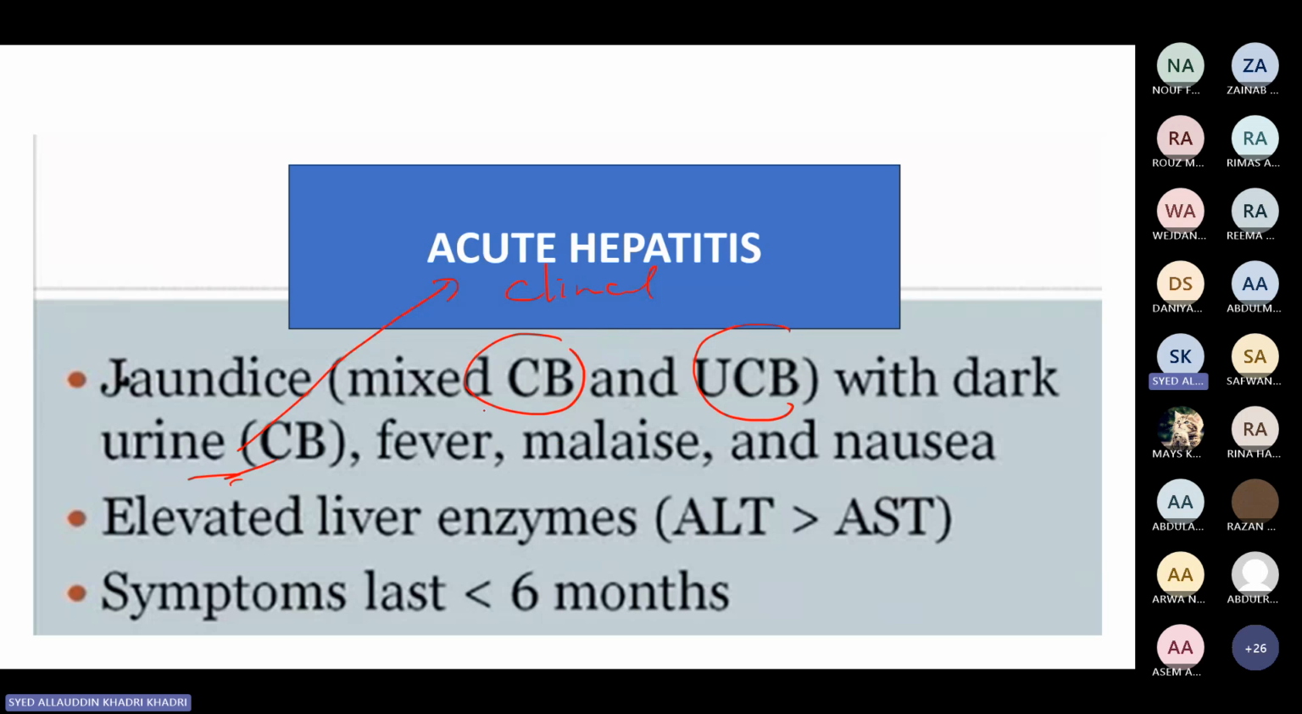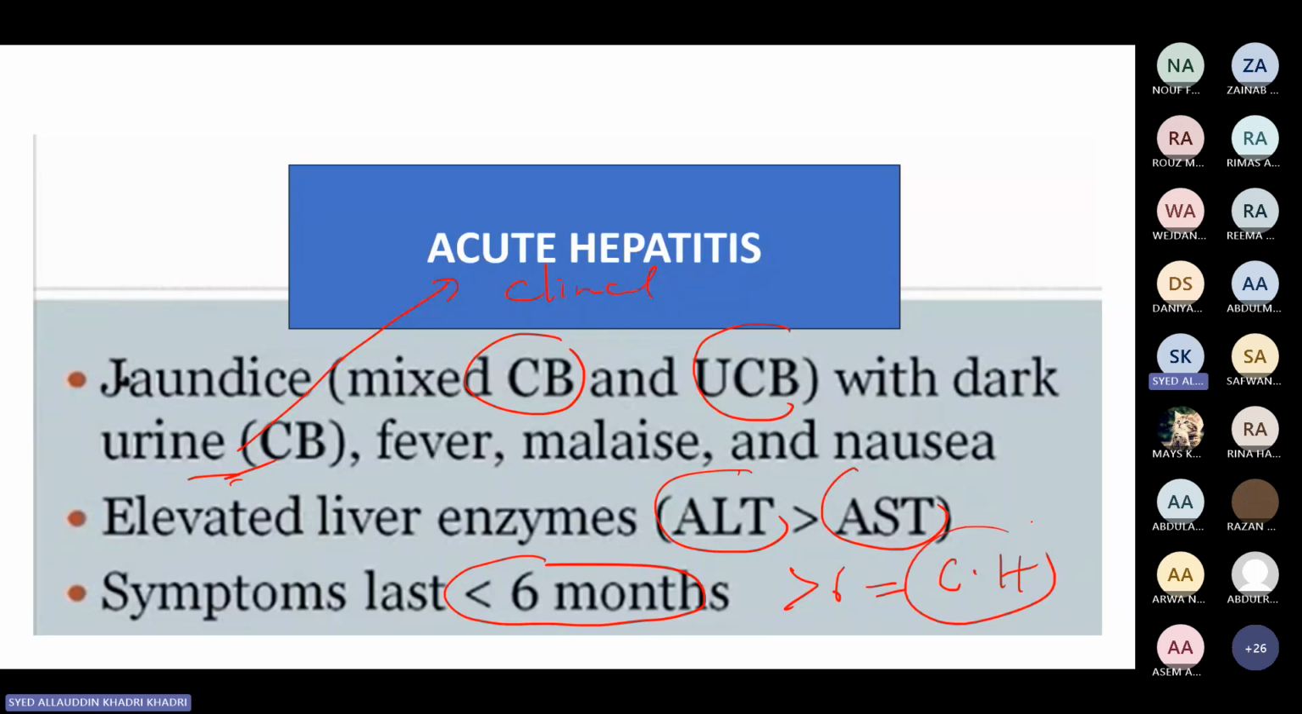Okay. I'm just giving you important guidelines for you to pick up and read the book as well as the articles. It causes fever, malaise, and nausea. So elevated liver enzymes, especially the ALT, will be more than the AST, specifically in acute hepatitis, and the symptoms are less than 6 months. If it is more than 6 months, it is chronic hepatitis.